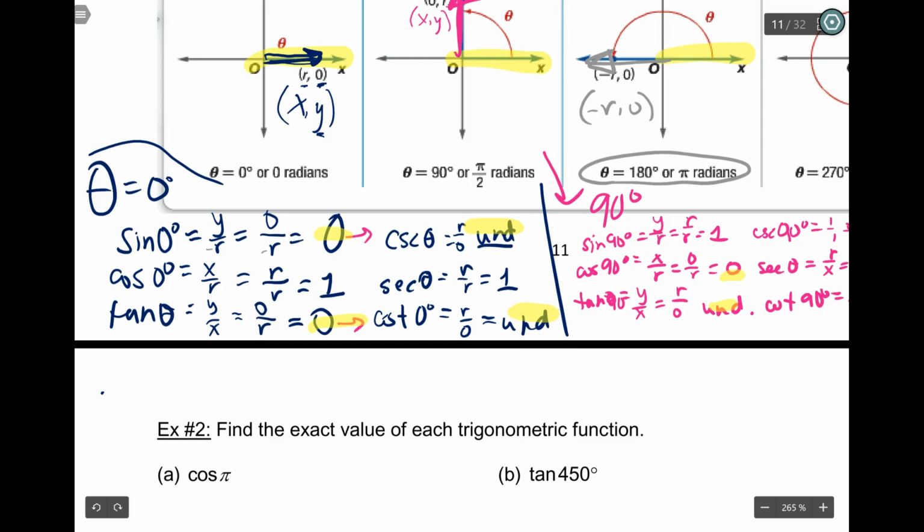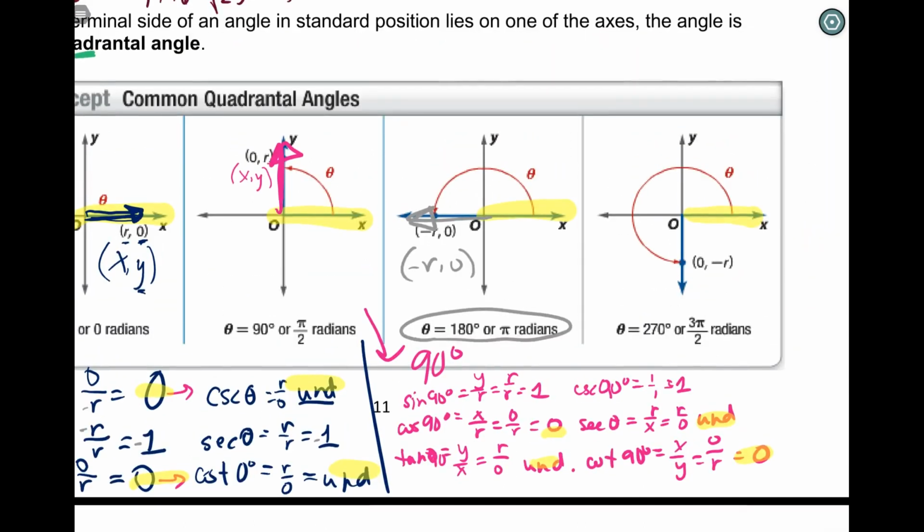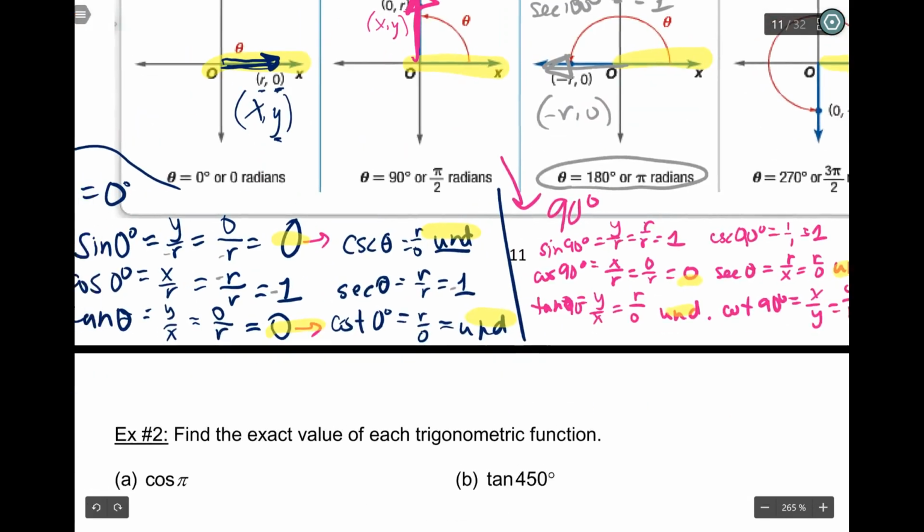the negative r here doesn't change the 0, but here, instead of having a positive 1, you'd have a negative 1 for cosine, and instead of having a positive 1 for secant, you'd have a negative 1 for secant. That's the main difference. Your cosine of 180 degrees will be negative 1, which means the reciprocal function, secant of 180, will also be negative 1.